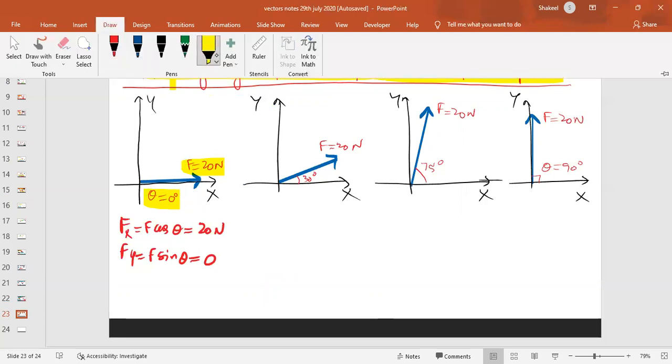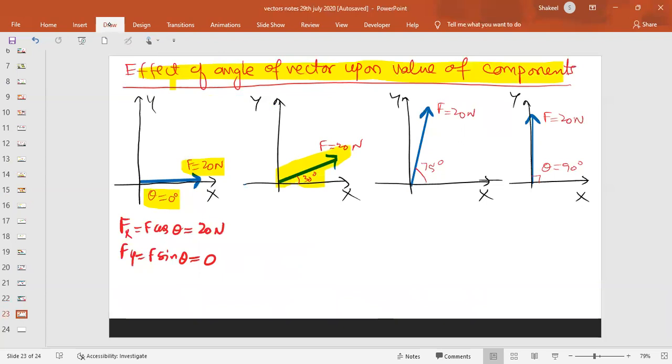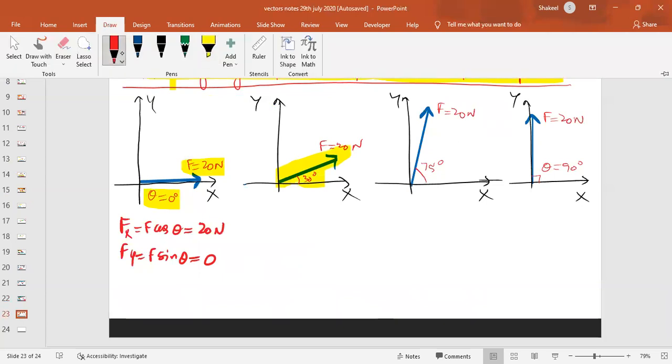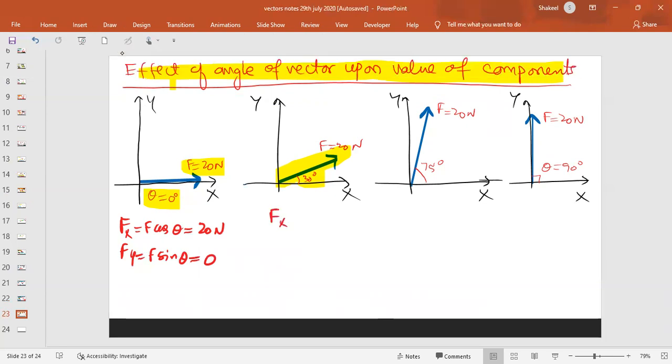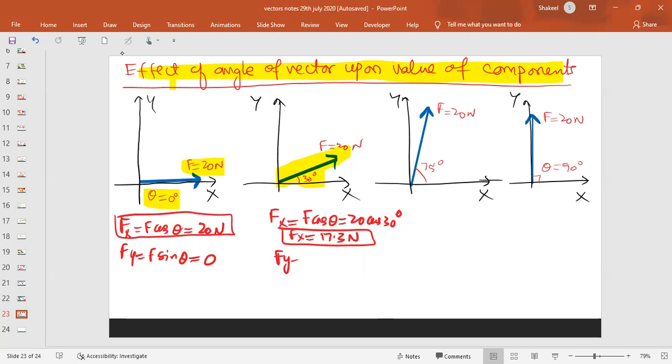When you look at the second diagram, it is 20 Newton at an angle of 30 degrees. So how do you solve that? How much is Fx? That is F cos theta over here. So this is 20 cos 30, and the value is 17.3. So Fx is 17.3, keeping in mind that previously it was 20. And what about Fy? It is F sine theta. So that is 20 sine 30, and that is equal to 10 Newton.